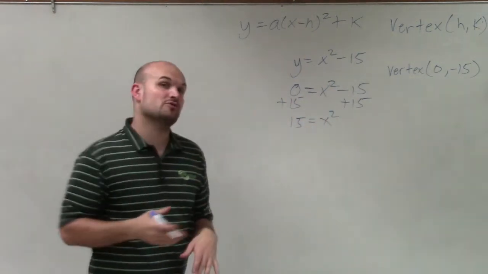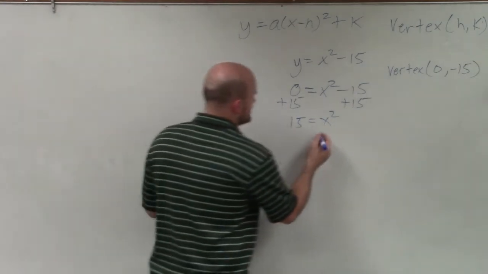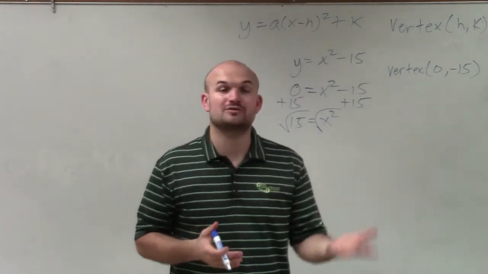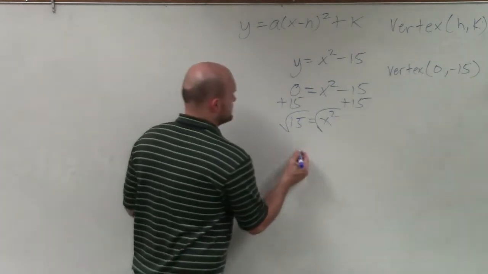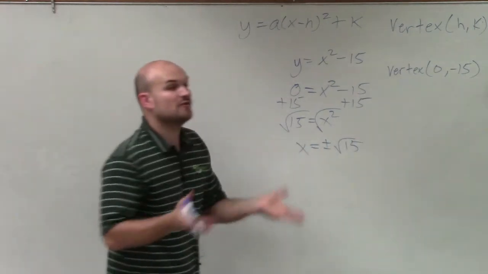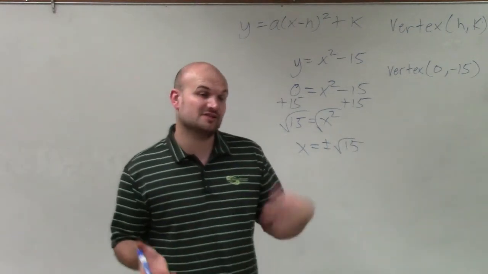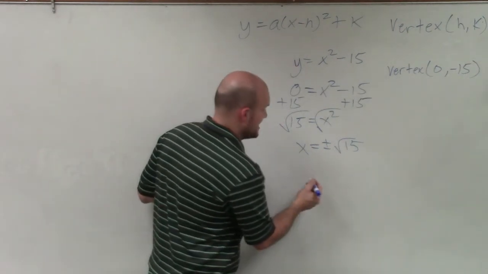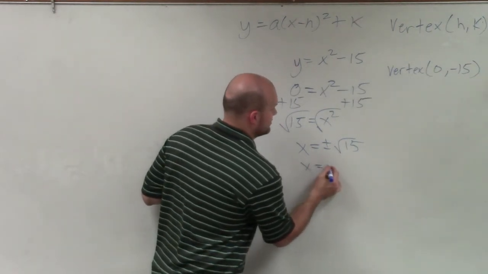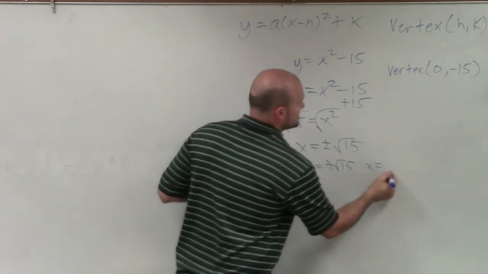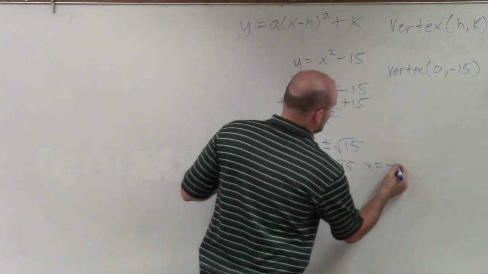Now I'm going to use the square root method by taking the square root of both sides. Remember, whenever we introduce the square root, we have to make sure we include the positive and the negative. So therefore, I have x equals plus or minus the square root of 15. Unfortunately, we cannot simplify the square root of 15, because there are no square numbers that evenly divide into 15. So my answers are going to be x equals positive square root of 15, and x equals negative square root of 15.